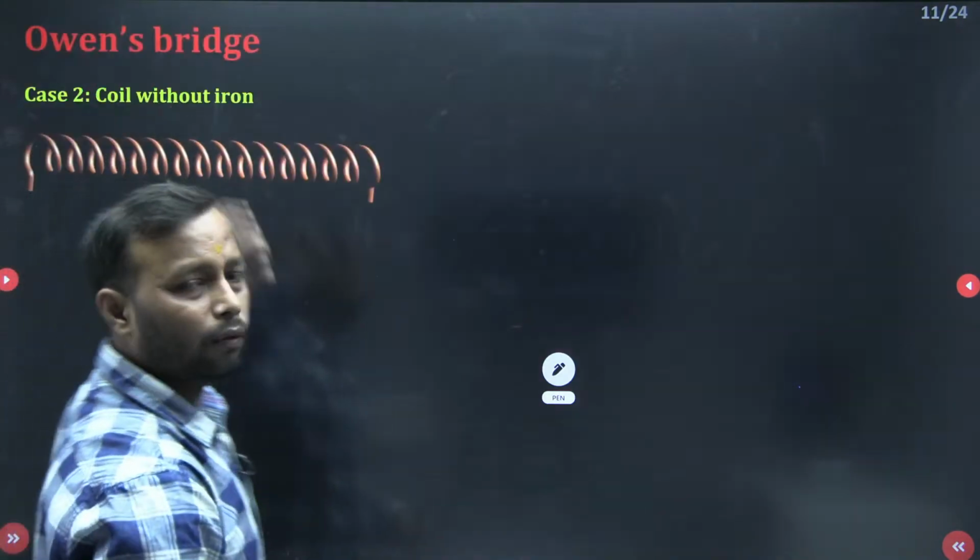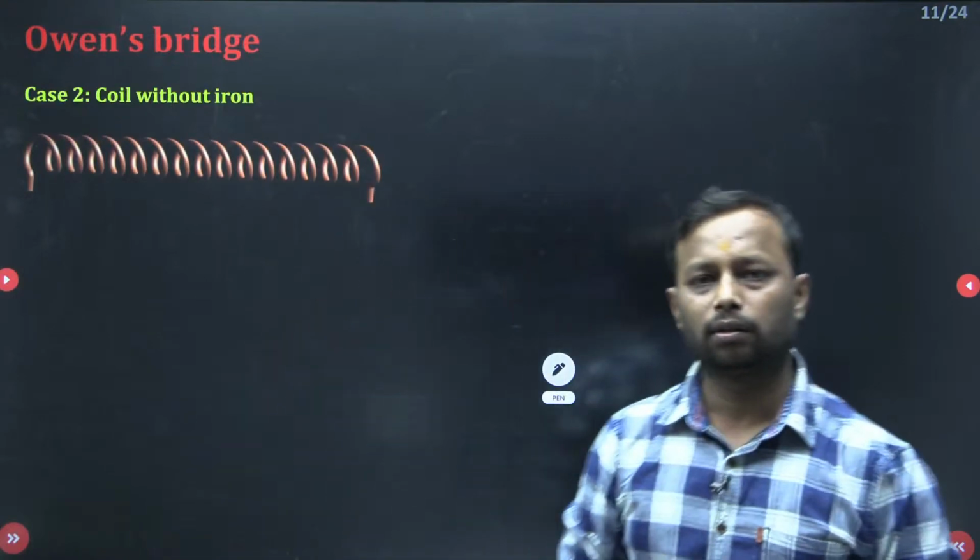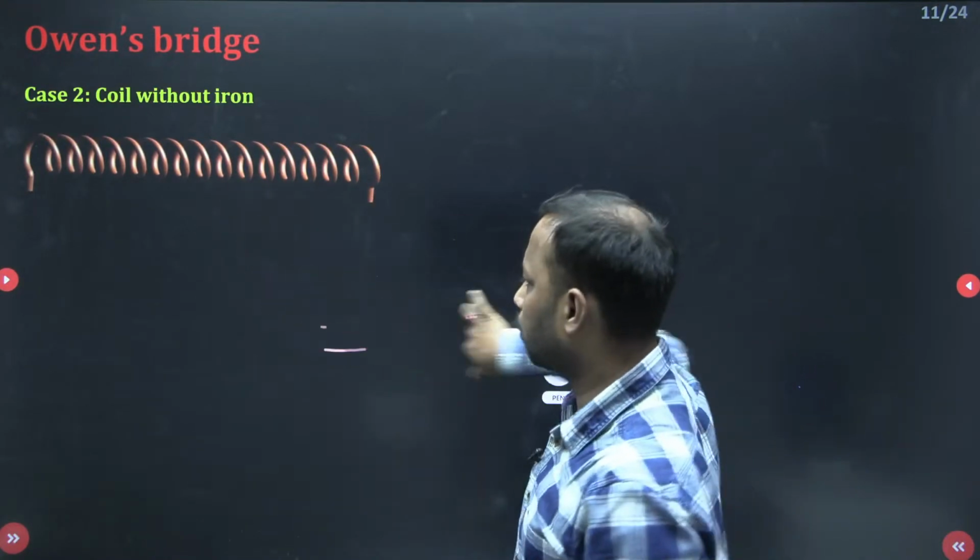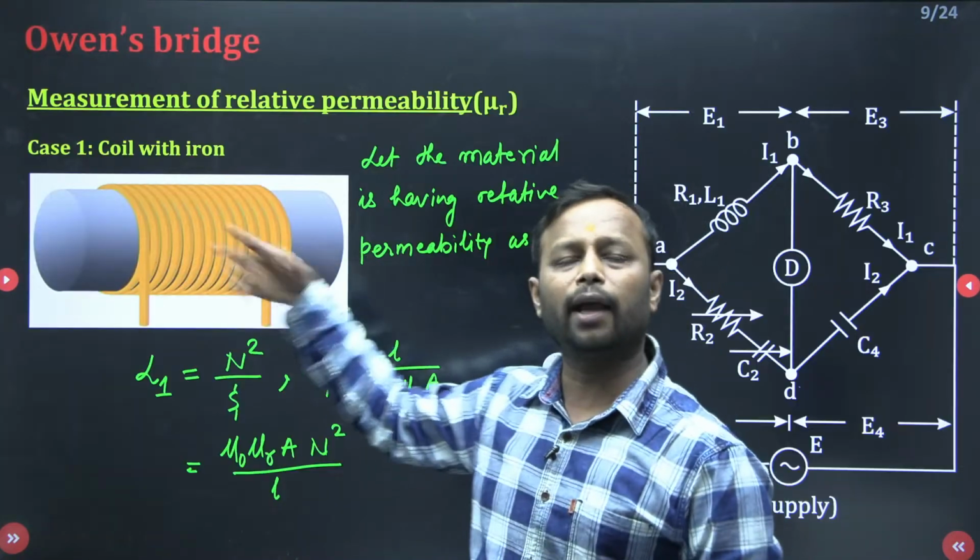Now remove the iron from the coil. When you remove the iron from the coil, your bridge is again going to be unbalanced.